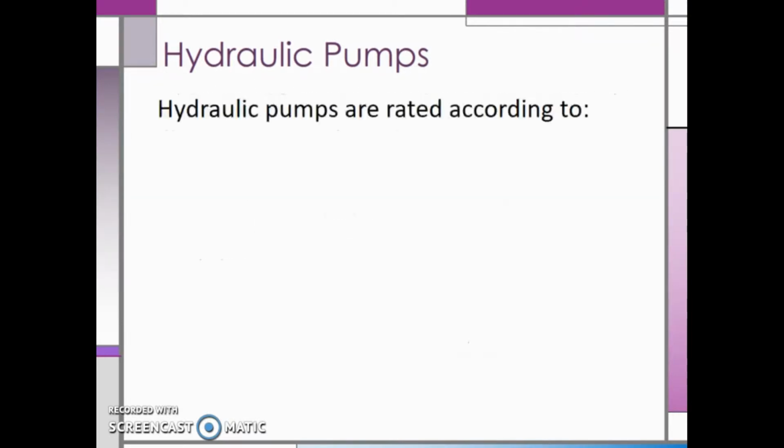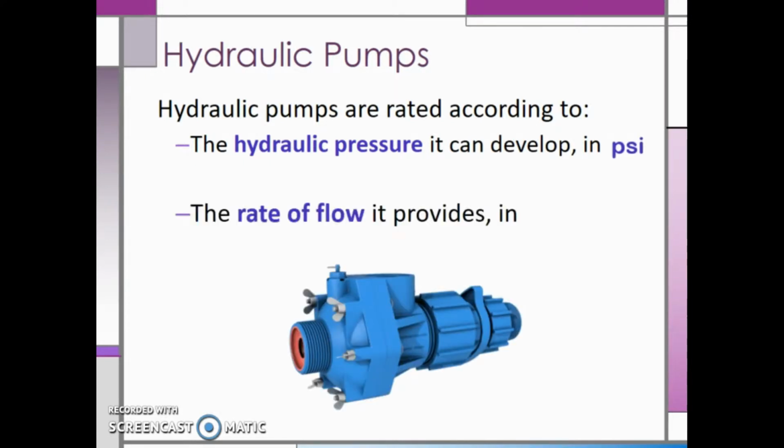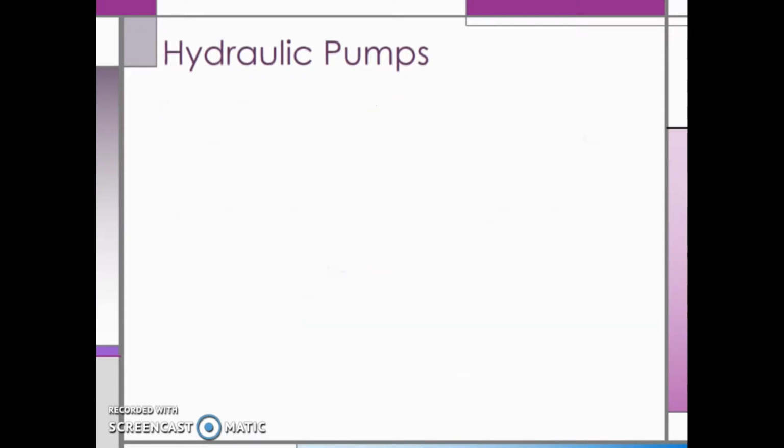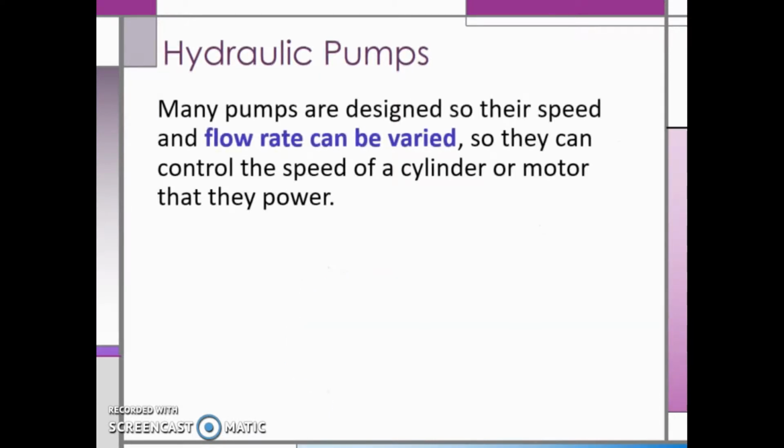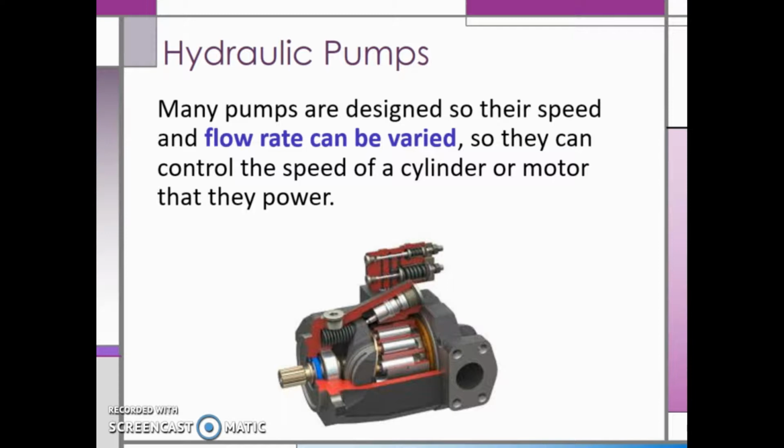Hydraulic pumps are rated according to the hydraulic pressure they can develop in pounds per square inch and the rate of flow they provide in gallons per minute. Many pumps are designed so their speed and flow can be varied so they can control the speed of a cylinder or motor that they power. These pumps are also known as variable displacement pumps since their displacement can change.